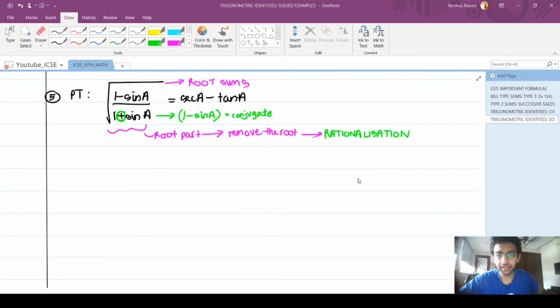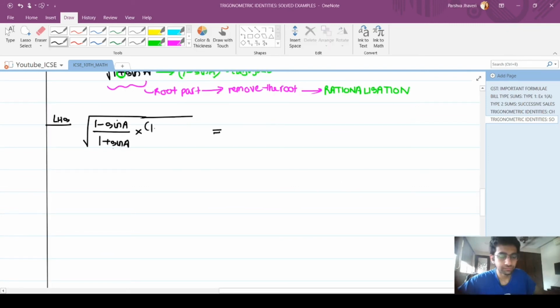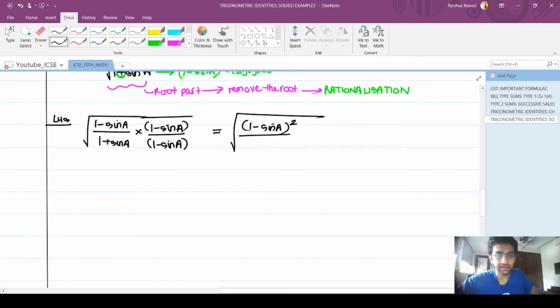Alright, so I will be taking your LHS, 1 minus sin A upon 1 minus sin A. Yes, this was the sum. Now, after we solve this, we will get 1 minus sin A whole square in the numerator. In the denominator, it is our standard A plus B into A minus B, which gives you A square minus B square. And what is A square minus B square here? It will be 1 minus sin square.